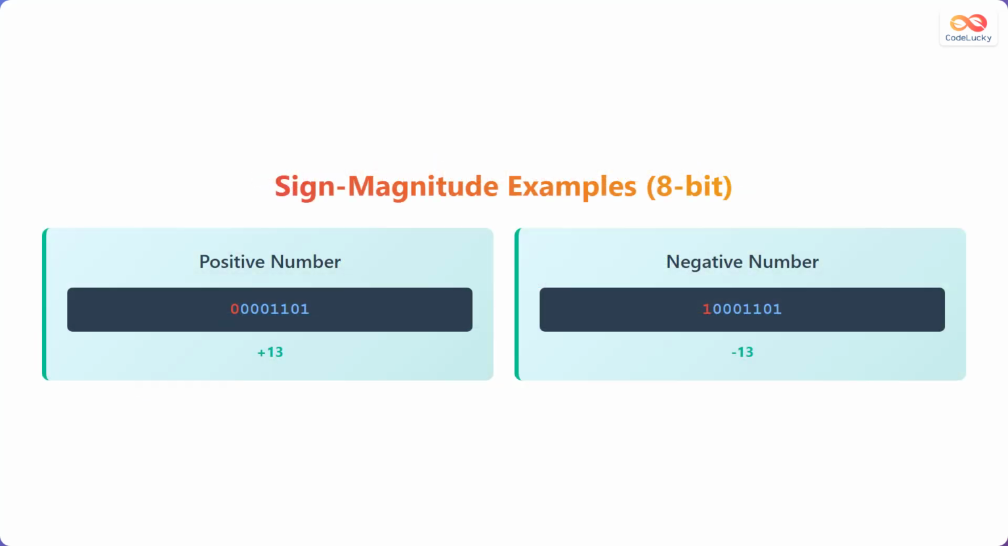Here are a few examples of the sign magnitude representation using 8 bits. For the positive number, the binary representation is 0, followed by 0001101. The sign bit is 0, indicating a positive number, and the magnitude bits represent the decimal value 13. Therefore, the decimal value is positive 13.